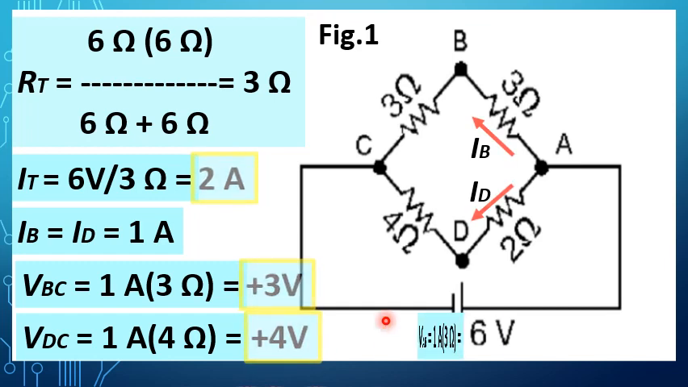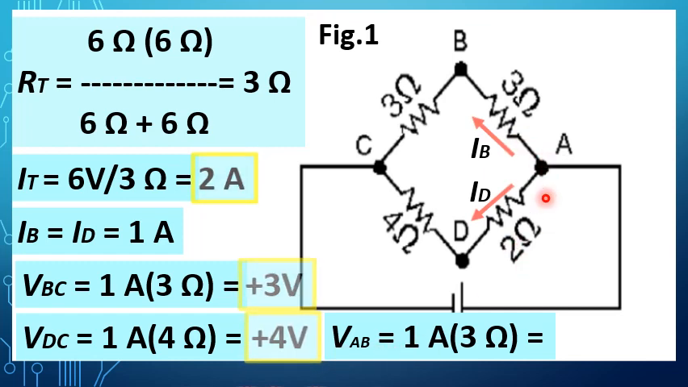And finally, the potential drop from point A to point B, labeled here as V sub AB, is also the product of the current I sub B multiplied by the given resistance of 3 ohms. And that is, of course, equal to positive 3 volts. So this is what we call the potential drop from point A to point B.